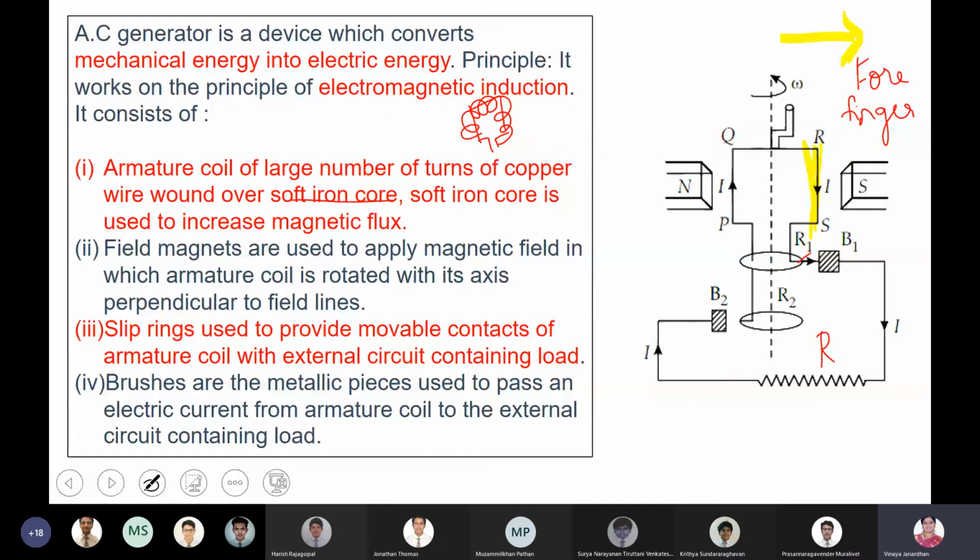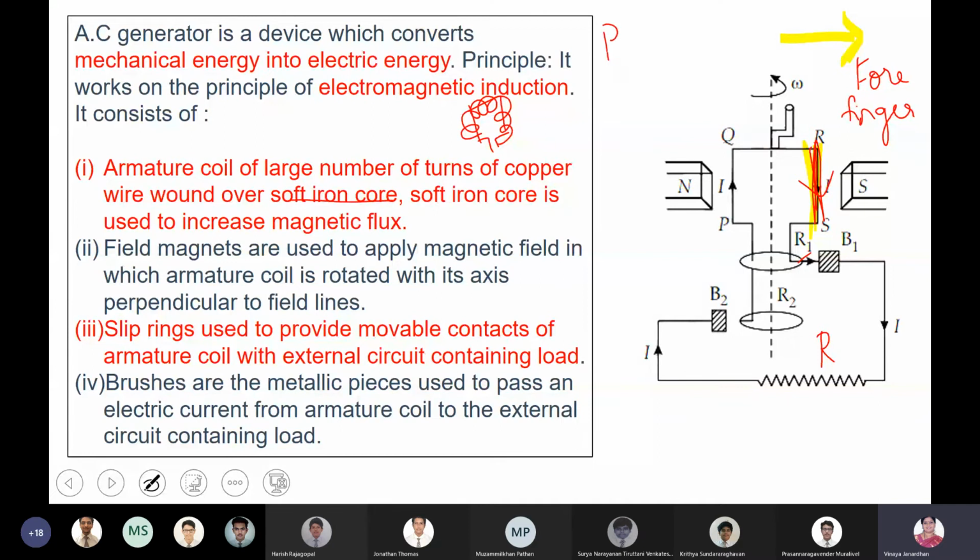The forefinger of your right hand, stretch it along the direction from north to south, that is the direction of the magnetic field. The arm RS is moving inward, which means your thumb should be pointing into the plane of the page. Then when you stretch your center finger, it will point downward. That gives you the direction of the induced current flowing in the arm RS. Are you clear? Okay.